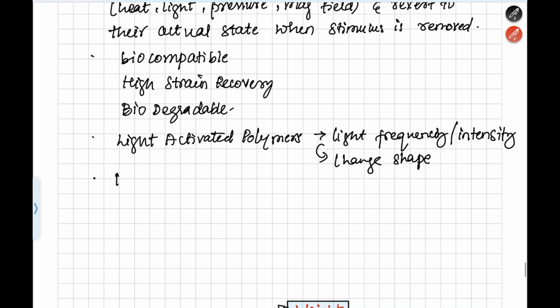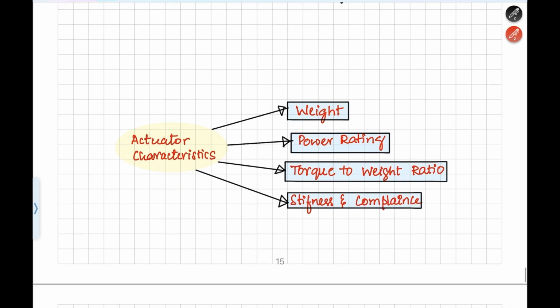Speaking of examples, they are used in robotics. They are used for developing muscles in artificial limbs. So when exposed to light or heat, the polymers can mimic the contraction and expansion of muscles. That's how they work here, right?